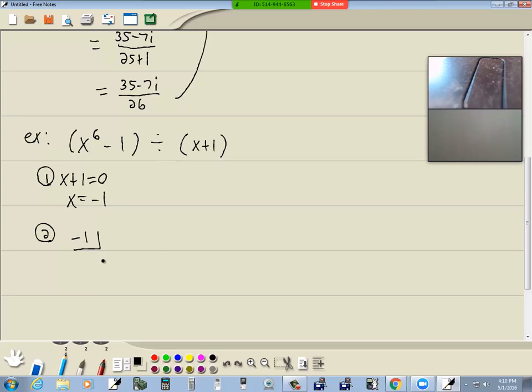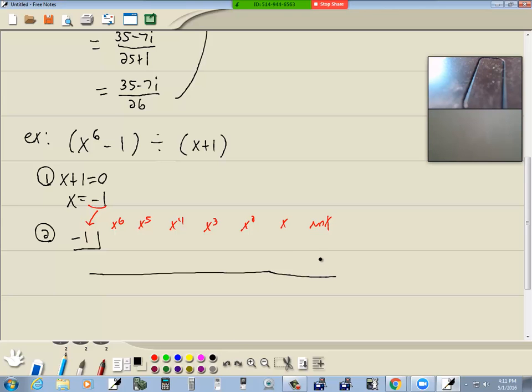Now with synthetic division, we take the number we just found and put it in a box in the upper left-hand corner. Now we identify our largest power, which is x to the 6. So, real small across the top, I'll write: x to the 6, x to the 5th, x to the 4th, x to the 3rd, x squared, x, and no x.